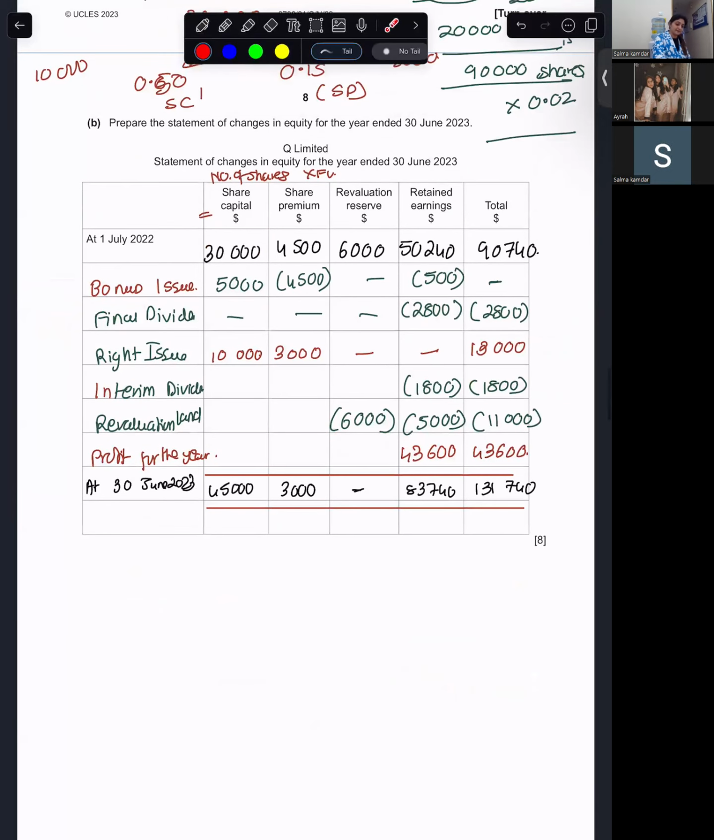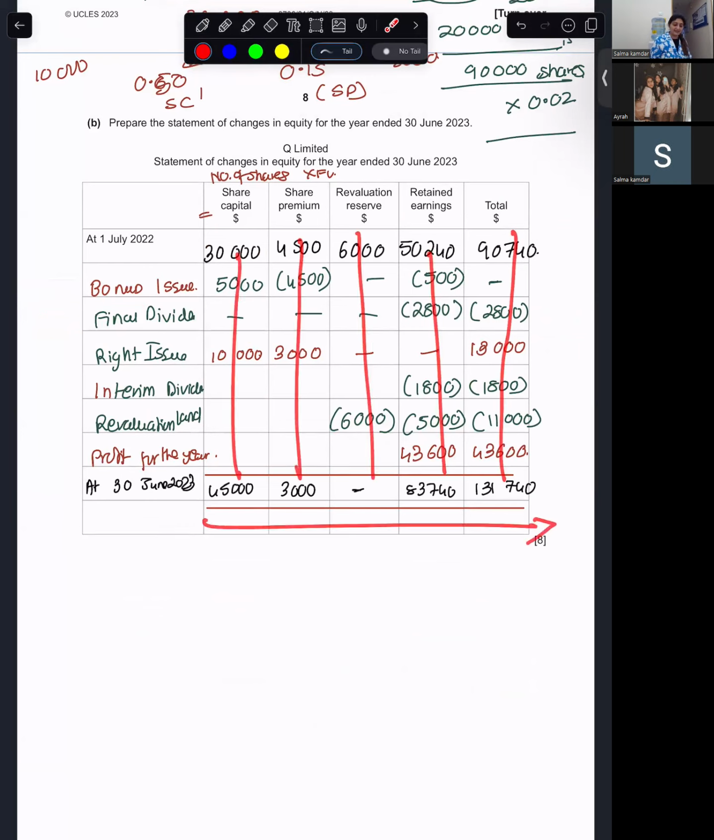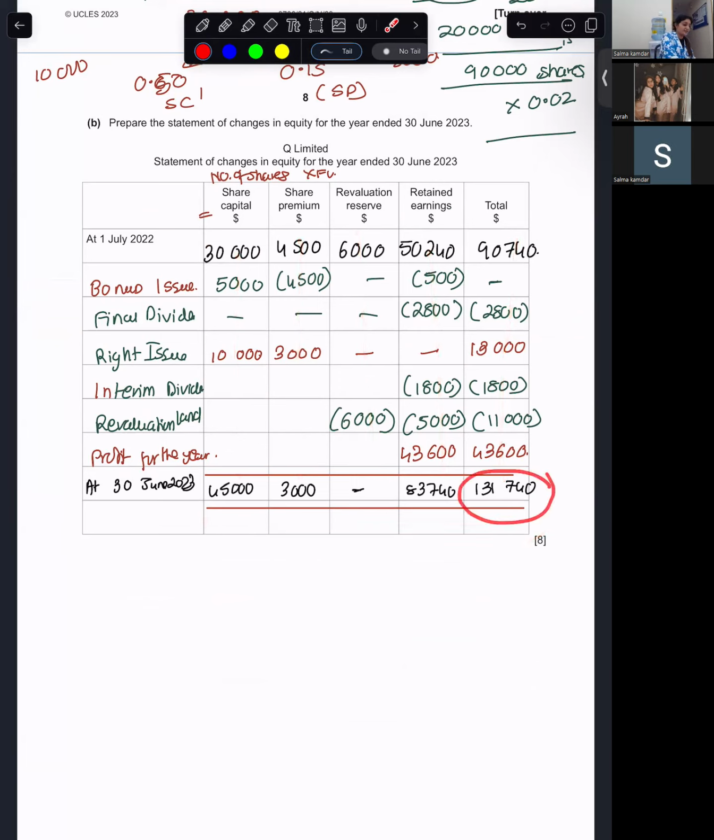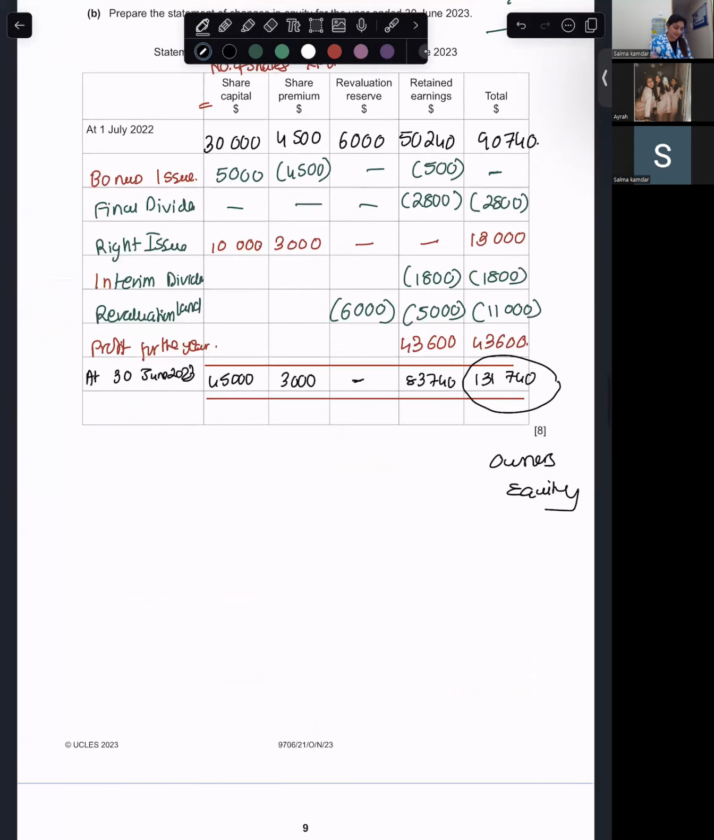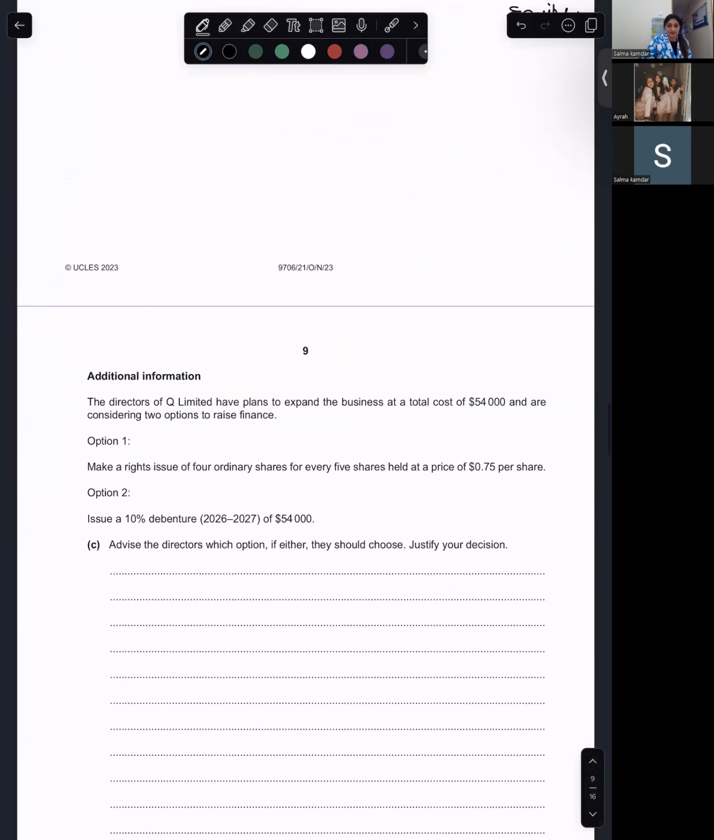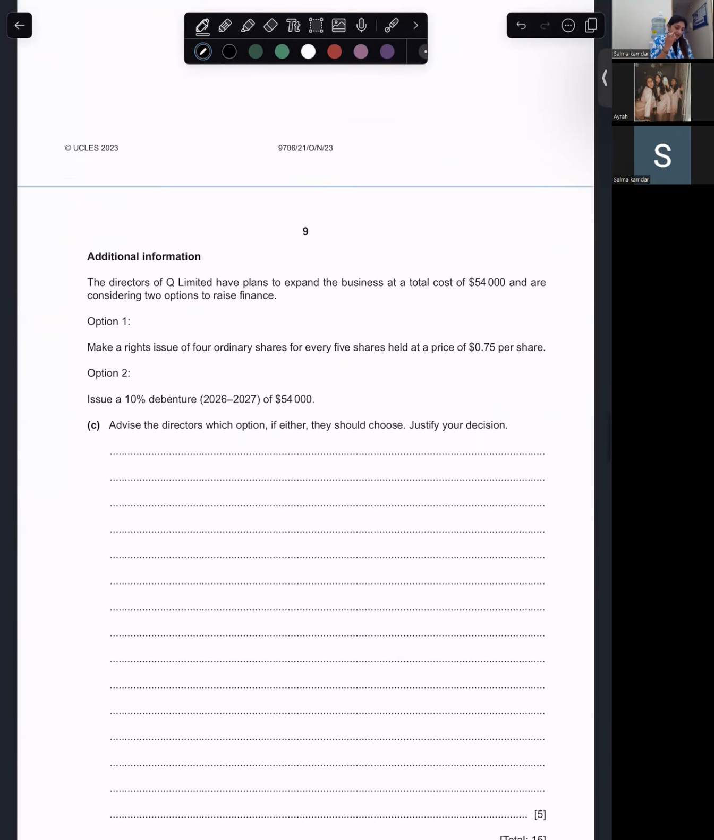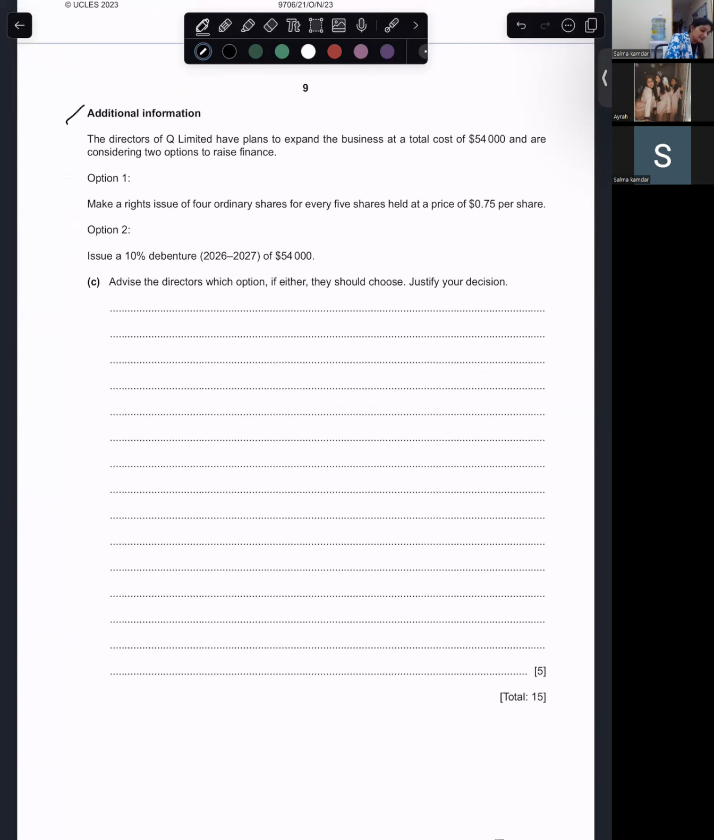Like this we do. Then you will check like this. What is this total? This is owner's equity, or you could say this is shareholders' funds. Now I want you to read this, think about it, then we will discuss.